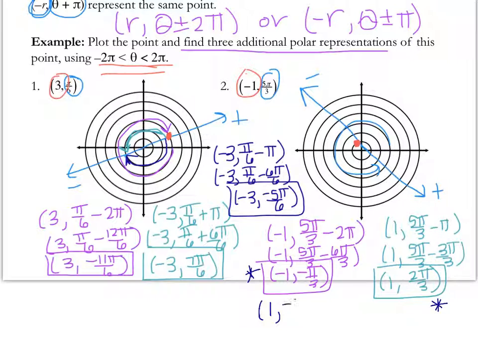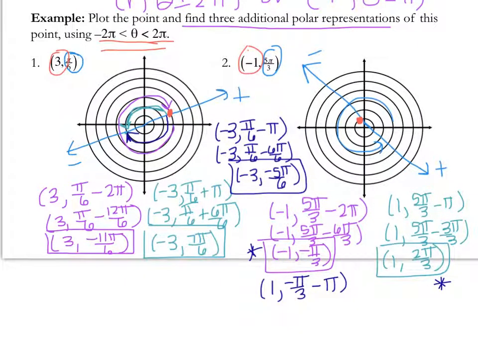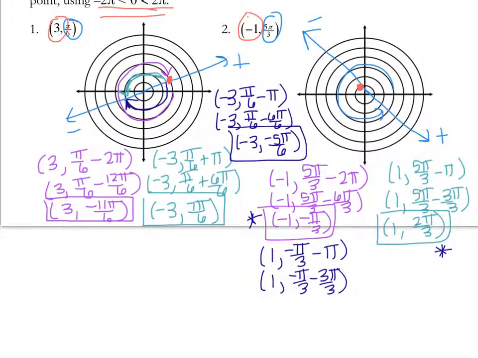So it'd be 1, and then it'd be negative pi over 3 minus pi. Since I'm subtracting pi, that's why it changed to positive 1. And then that'll be 1, comma, negative pi over 3 minus 3 pi over 3, which is 1, comma, negative 4 pi over 3. So there is your third representation of that point.